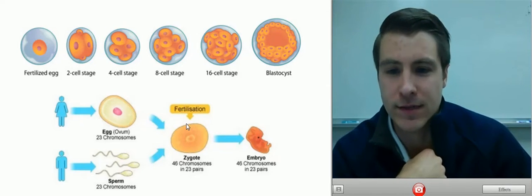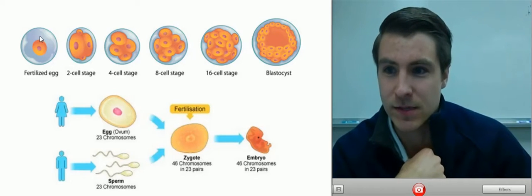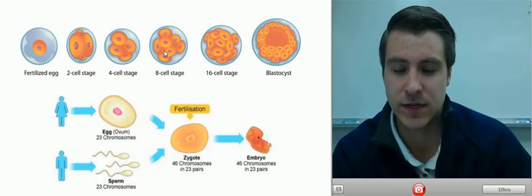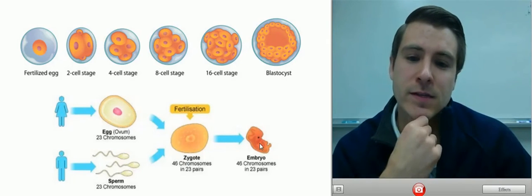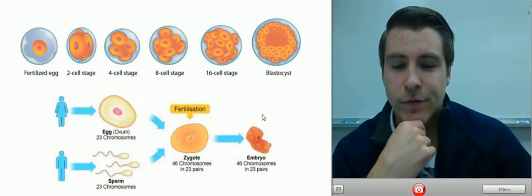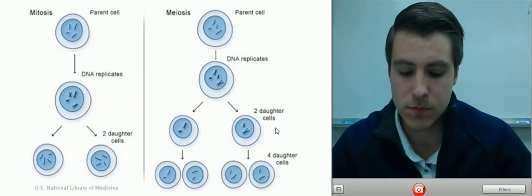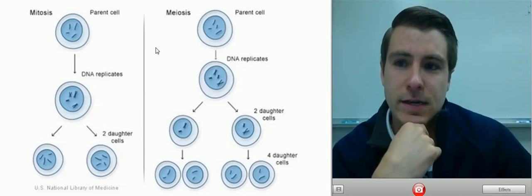Once that fertilized egg exists, this blue arrow represents the process of mitosis, by which those cells divide and multiply. And eventually they organize themselves into tissues and organs and organ systems, which make up the full organism. So let's take a look at these two processes side by side and discuss their differences.